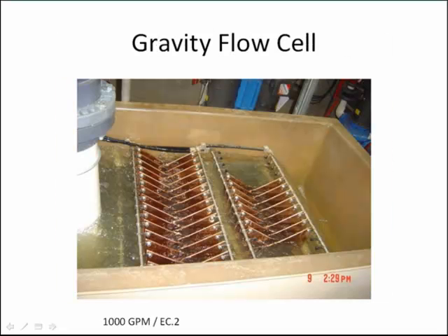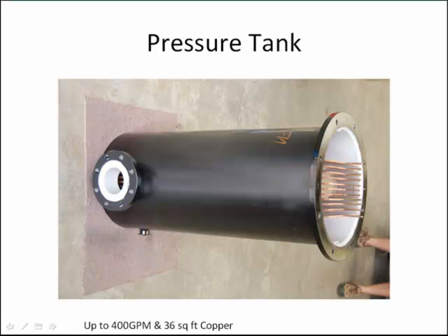Here you can see a gravity fed system where the water goes through and across the copper plates and then is fed through the back of the tank. In closed or pressure systems, we use tanks. This tank, for example, has 36 square feet of copper, and this tank can do 400 gallons per minute. These tanks can be put in succession.